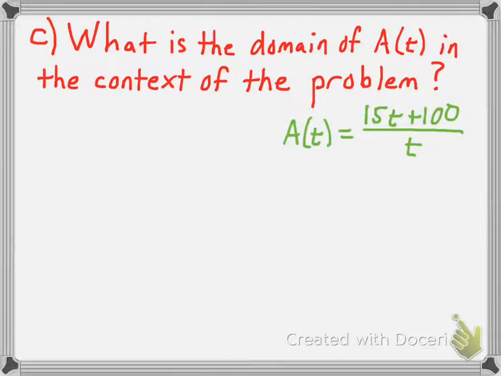If this weren't a rental problem, what you would tell me is that the domain would include all real numbers except for t equals 0, right? Because you can't divide by 0. But t does represent time. Time can only be positive. So not only can we not let t be 0, because we can't divide by 0, but we can't let t be negative just because of the problem that we're in. And so our domain for this problem would be that the time involved has to be greater than 0 hours.